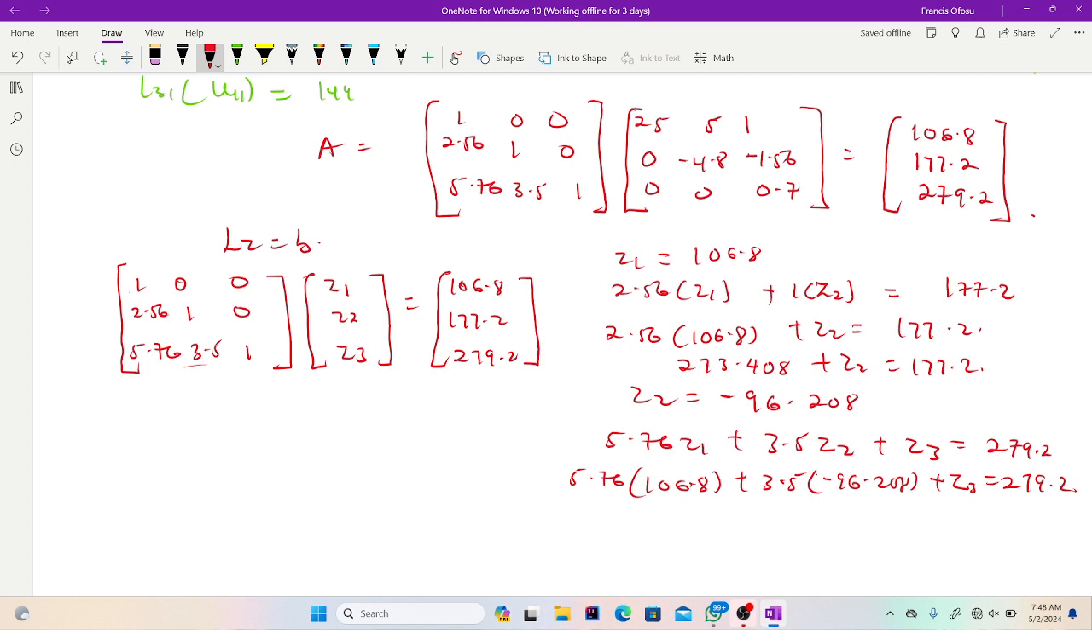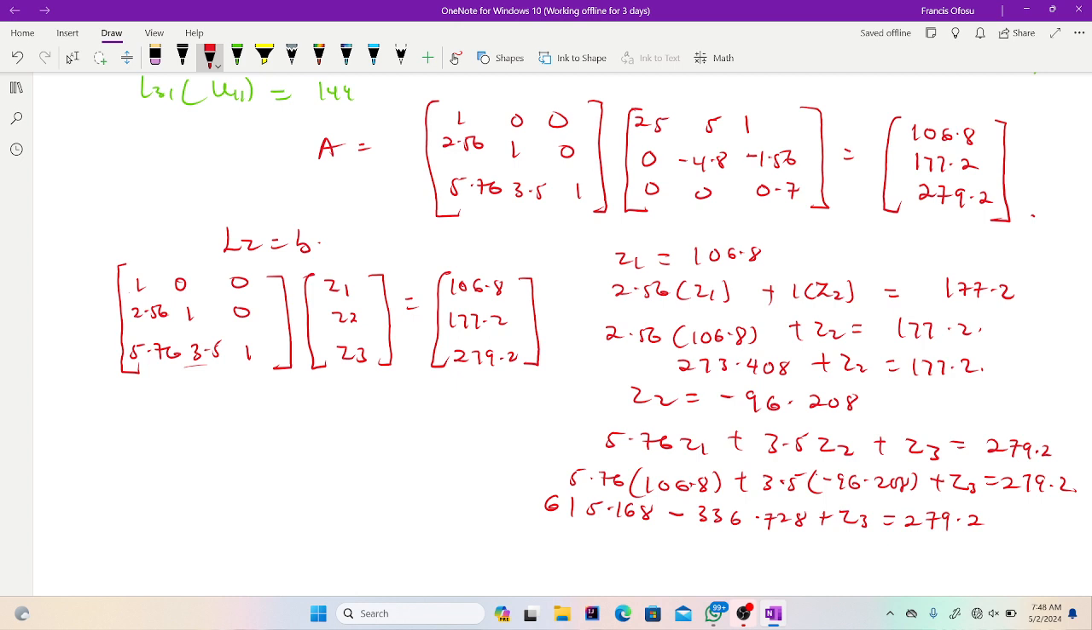So I'll just multiply this 5.76 by 106.8. Then we are getting 615.168. Then what is this? Negative 96.208 times 0.5. That's giving me minus 336.728 plus Z3 is equal to 279.2. Okay, so at this point, let me do this simple subtraction here.